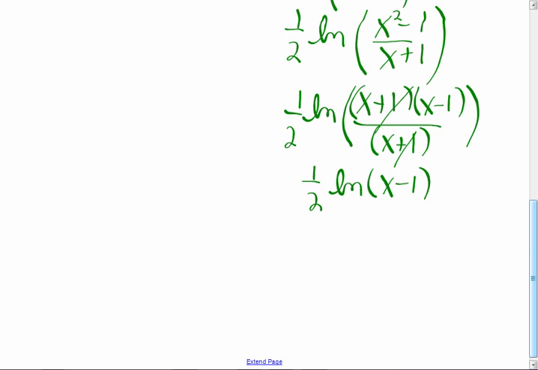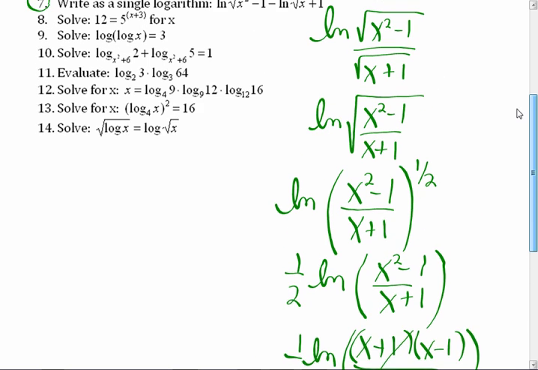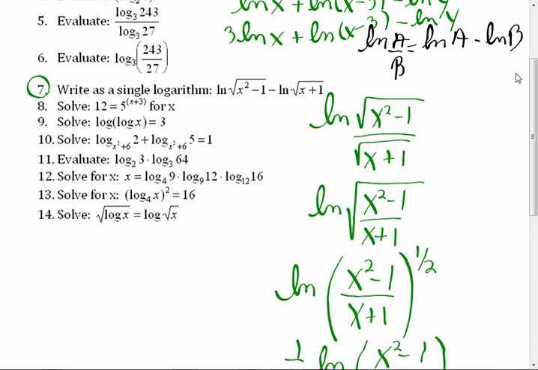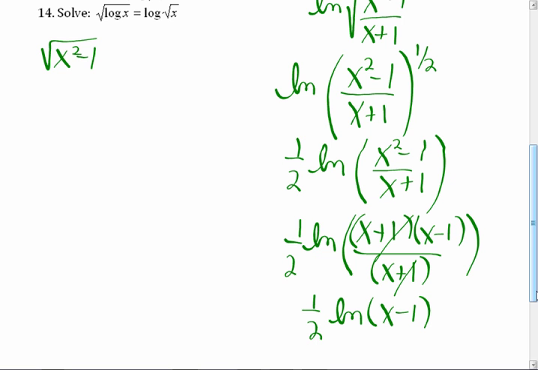So I simplified that, but there are other issues on the domain. This part right here, how would you solve that? What's got to be true about what's inside of here? Or actually, the whole thing. What's true about the square root of x squared minus 1? It's got to be greater than 0. Well, square roots are always greater than 0, so I don't have to worry about that. Right? Square both sides, so x squared minus 1 is greater than 0.